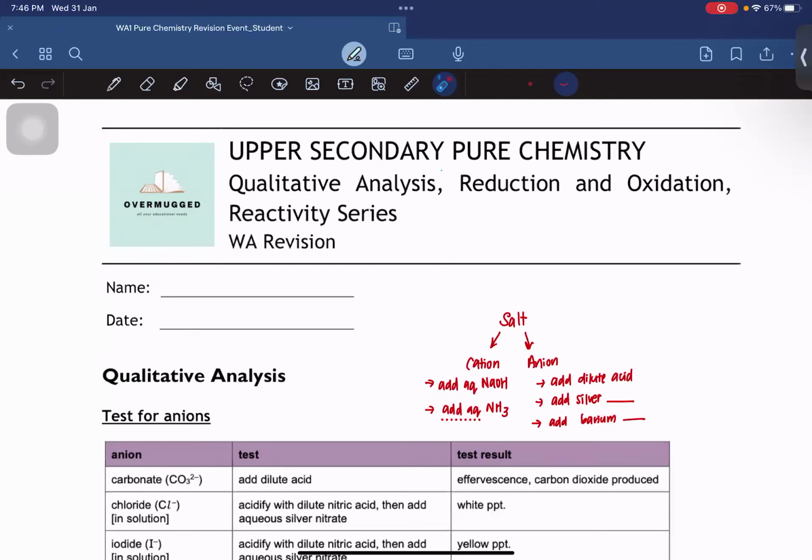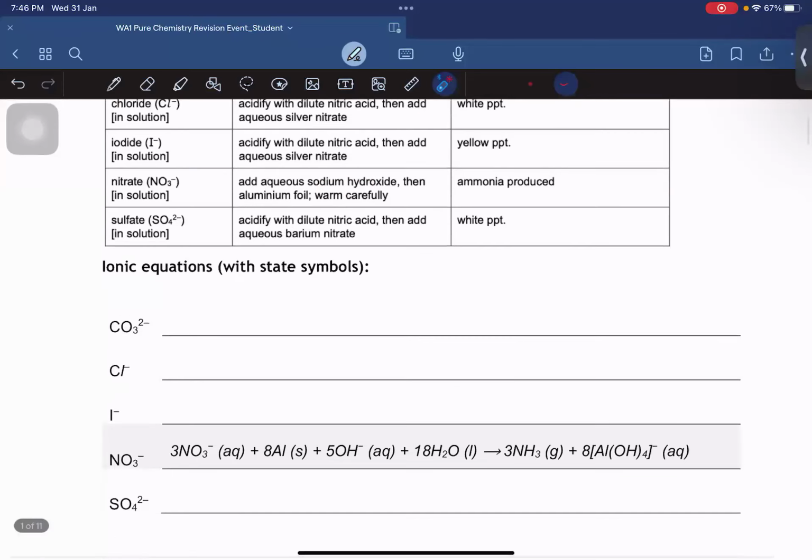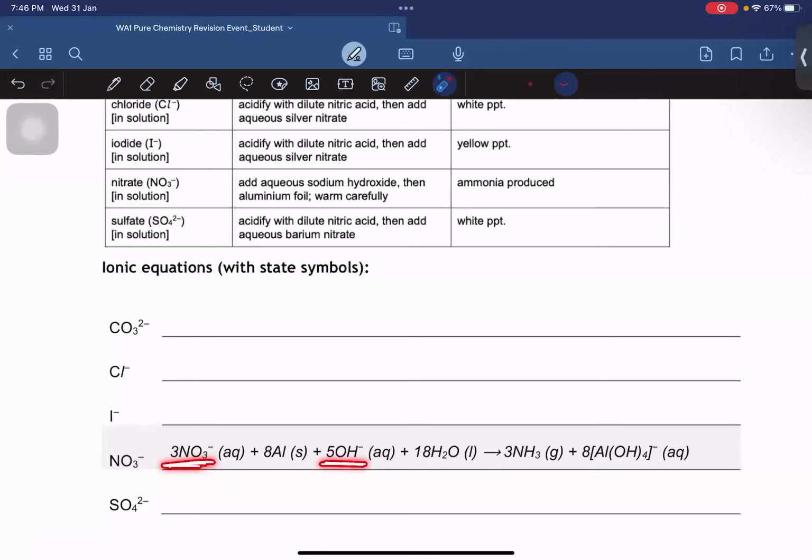So in ammonium, we add aqueous sodium hydroxide, correct? Same thing for nitrate, we add aqueous sodium hydroxide, just that for this additional one, we add aluminium foil and then we warm it carefully. The result is the same for both, ammonia gas is given off. Understand? Now, for this particular reaction, because I'm reacting with sodium hydroxide, the ionic equation is as such. My nitrate reacts with OH minus together with aluminium and water to produce ammonia gas and what we call a complex ion, aluminium hydroxide. Now, take note, they won't ask you this in the exam unless your school decides to be a little bit poorer. So we just put it there for those kinds of schools. But essentially, they can still ask you the ionic equations for all the other substances.